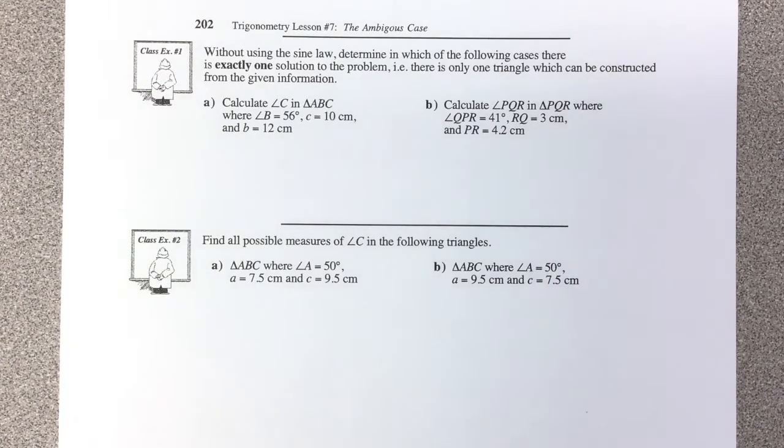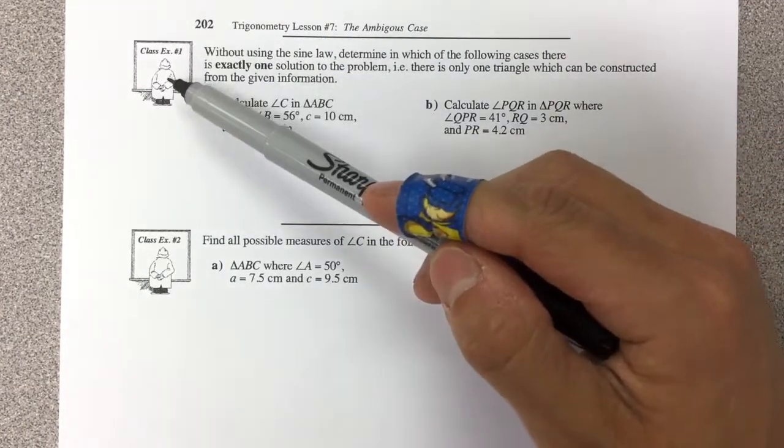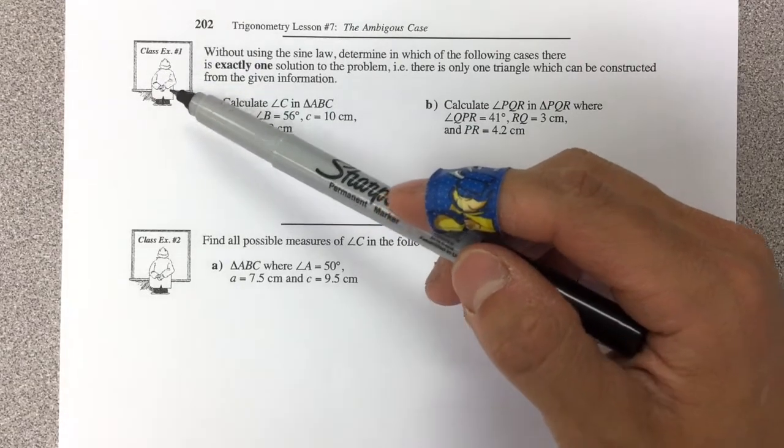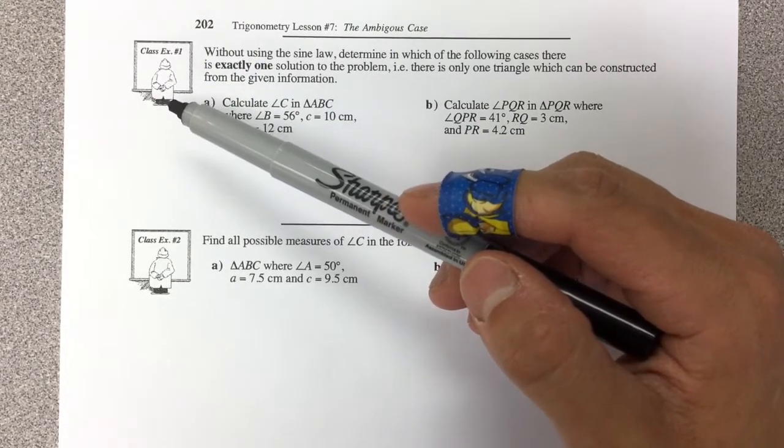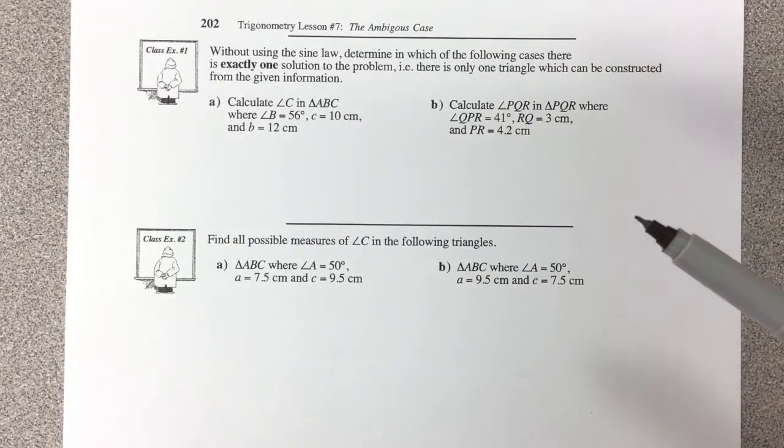Welcome to lesson number 7. We're going to be looking at the ambiguous case of the sine law. Now, I'm starting on page 202 with class example number 1 for this video, but we are actually going to be looking at the warm-up as well as the investigations for this in class with your groups.